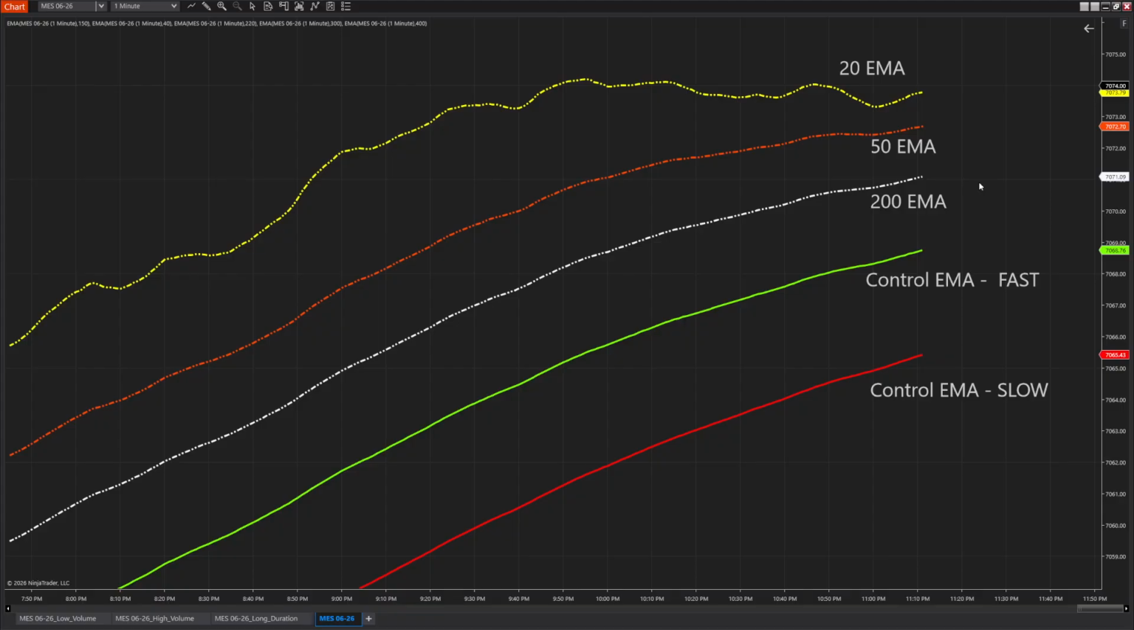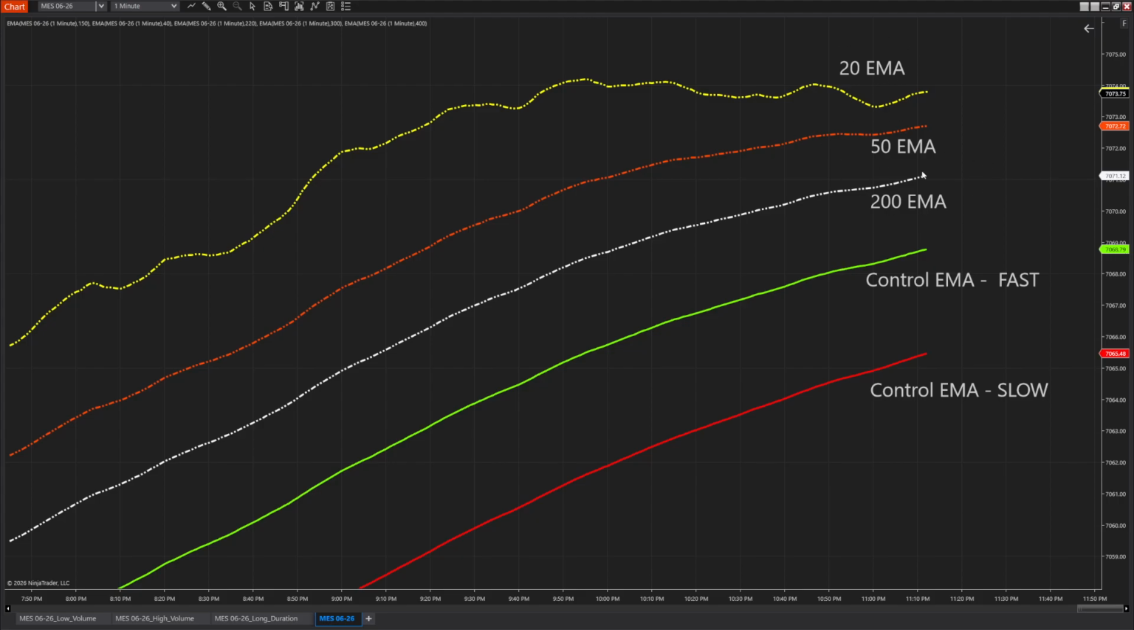You can break out and watch those, or if you've gotten this far, you've probably already watched those. So the 20 EMA is the yellow dot dot dash, the 50 EMA is the orange dot dot dash, the 200 EMA is the white dot dot dash. Now the control EMA is a solid green, that's the fast, and the second control EMA is the slower one, that's the red.